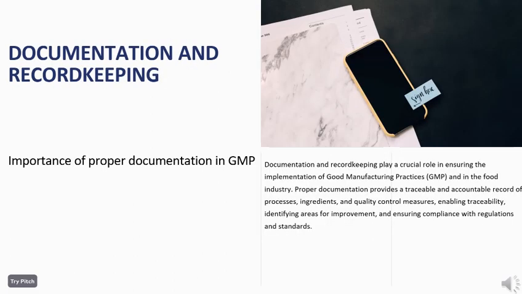The next step is documentation and record keeping. Documentation and record keeping play a crucial role in ensuring the implementation of GMP and maintaining quality standards in the food industry. Proper documentation provides a traceable and accountable record of process, ingredients, and quality control measures, enabling traceability, identifying areas of improvement, and ensuring compliance with the regulations and standards.